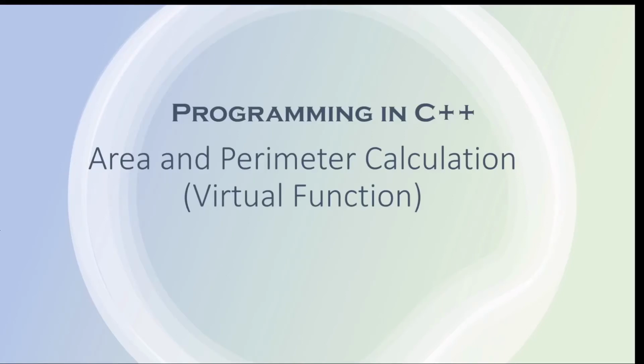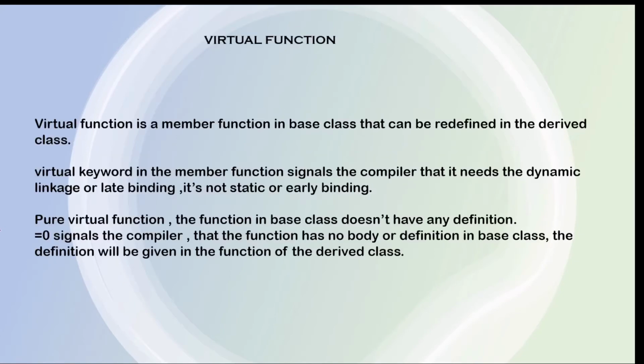In this session, let me explain you the concept of virtual function with a simple example. Virtual function is a member function in base class that can be redefined in the derived class. So this member function in base class will be with the keyword virtual. So virtual keyword informs the compiler that this function has to be binded dynamically during runtime.